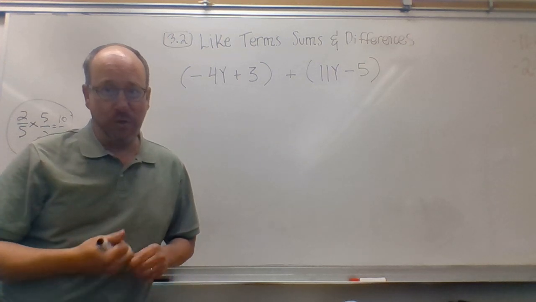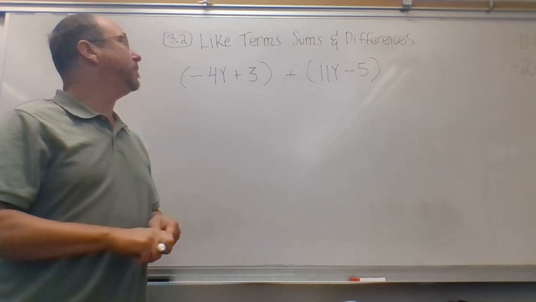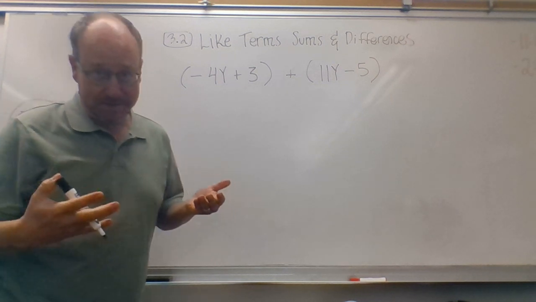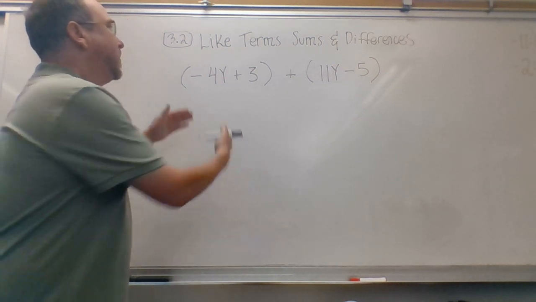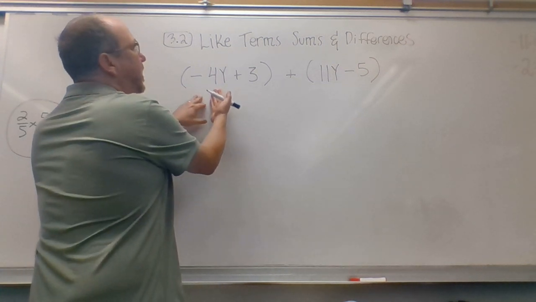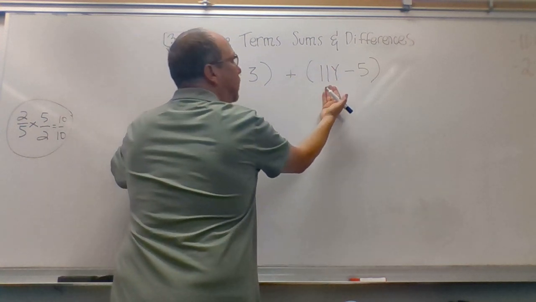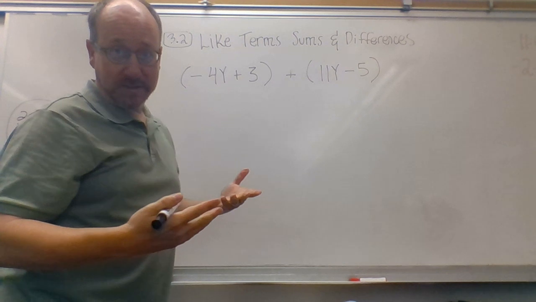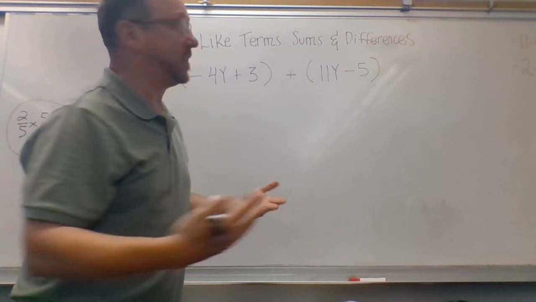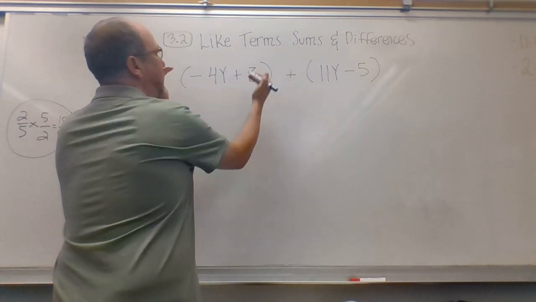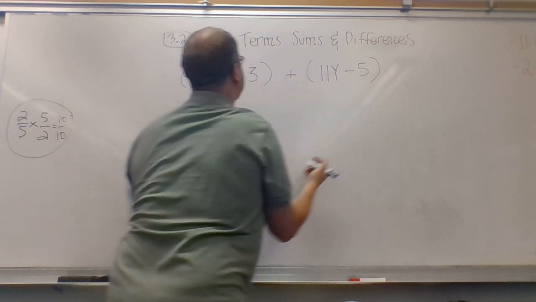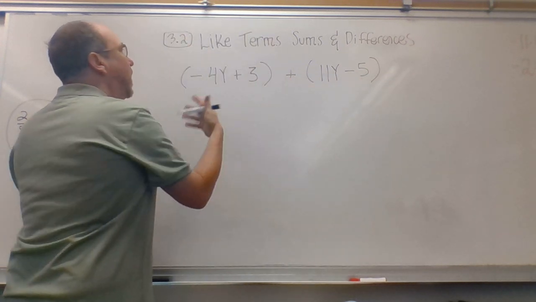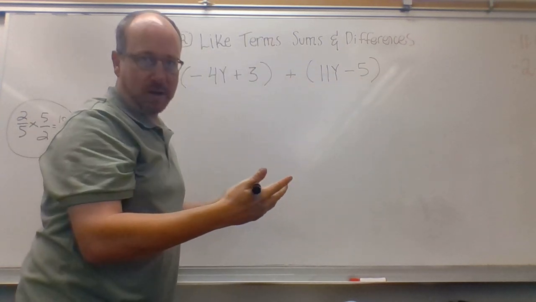All right, hey everybody. We're looking at like terms and finding sums and differences of like terms. So here we've got four terms: negative 4y plus 3, 11y, take away 5. And we want to identify our like terms as we simplify this, as we find the sum of these two expressions. One expression here, one expression here. And so we want to label our like terms.